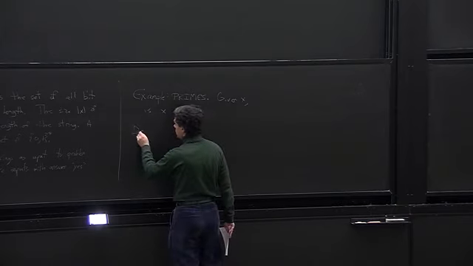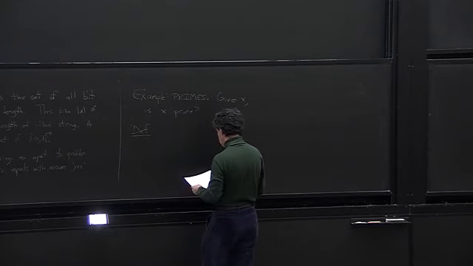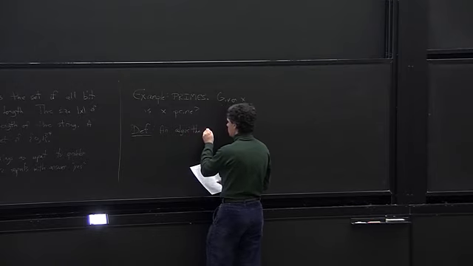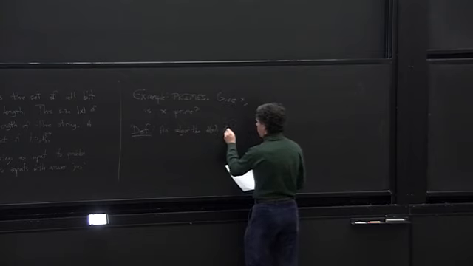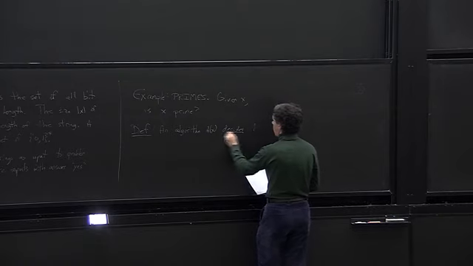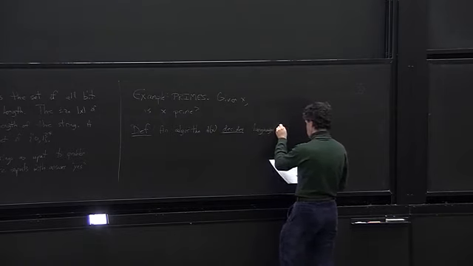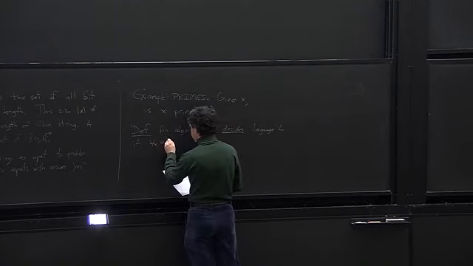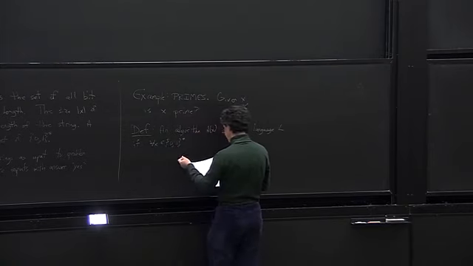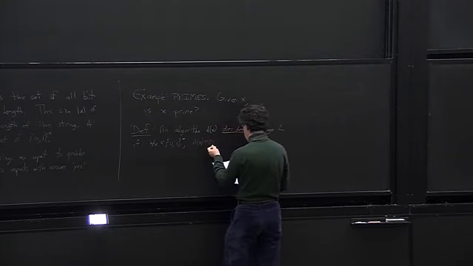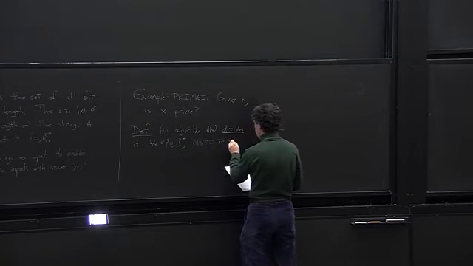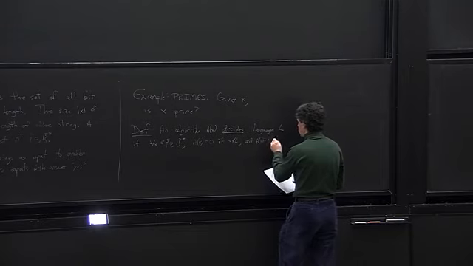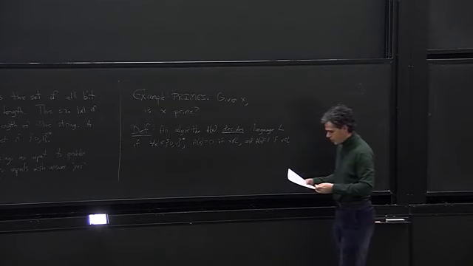OK. So here's another definition. We say an algorithm A of x decides a language if for all x in {0,1}*, A of x equals 0 if x is not in the language, and A of x equals 1 if x is in the language. OK?